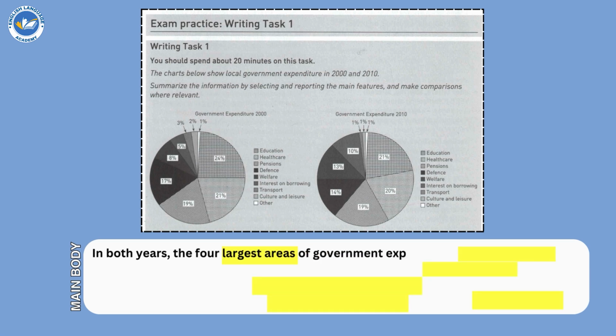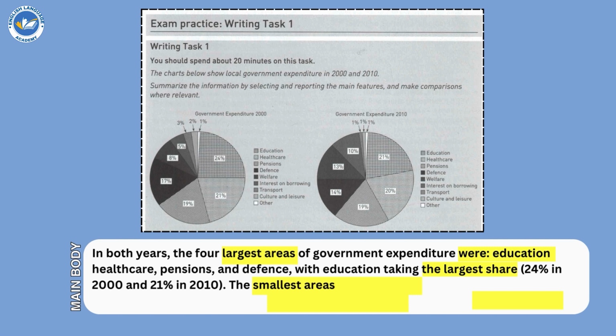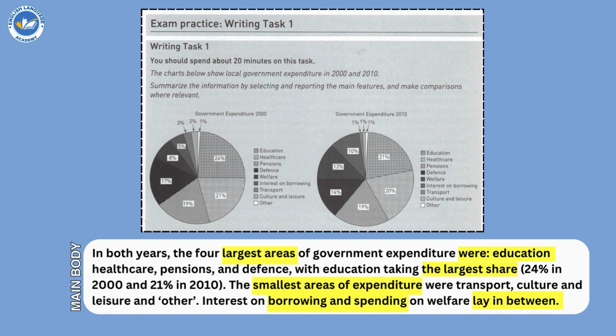This is the first part of the main body. In both years, the 4 largest areas of government expenditure were education, healthcare, pensions and defence, with education taking the largest share, 24% in 2000 and 21% in 2010. The smallest areas of expenditure were transport, culture and leisure and other. Interest on borrowing and spending on welfare lay in between. So here pay attention to words like largest, the largest areas of government.